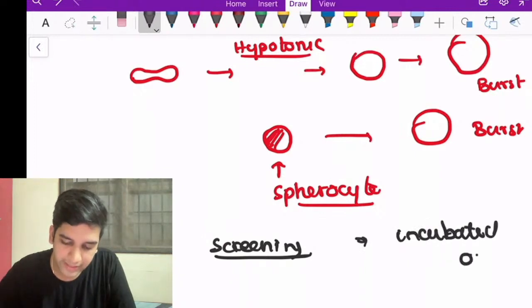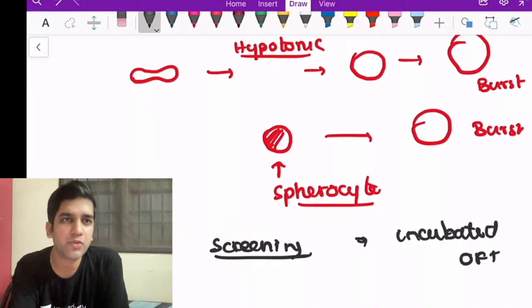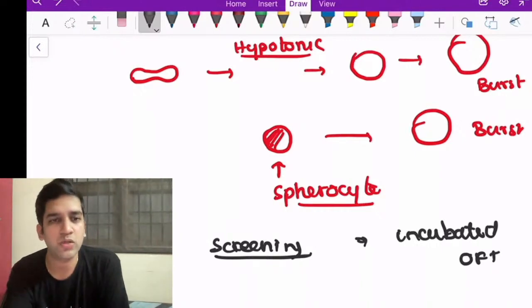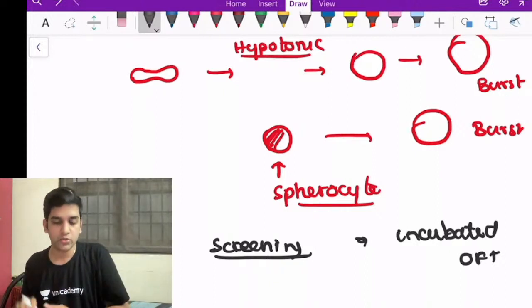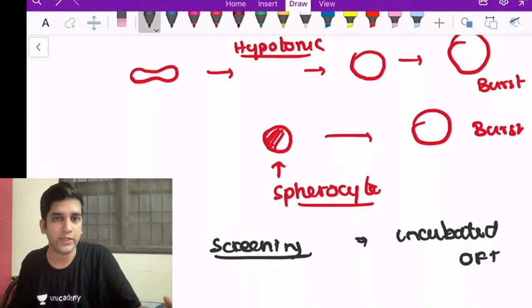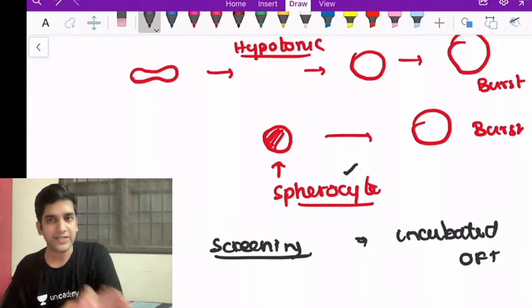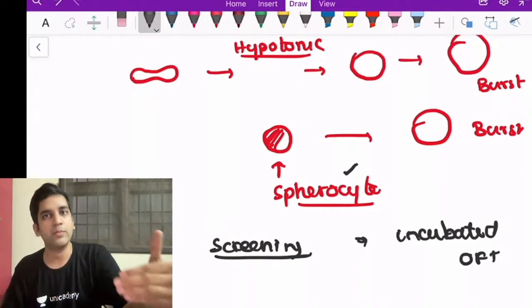When I say incubated, I don't do anything. I just take the patient's blood, keep it for a day or so, don't do anything, and I do the osmotic fragility test after a day. That's all. That's an incubated osmotic fragility test, right? So this might be required from a theoretical point of view. From a practical point of view, I don't want it, because my interpretation is still spherocytes. That's all. Fine.